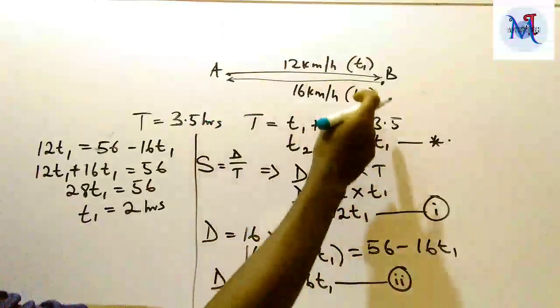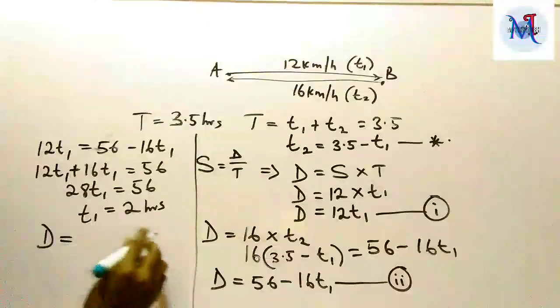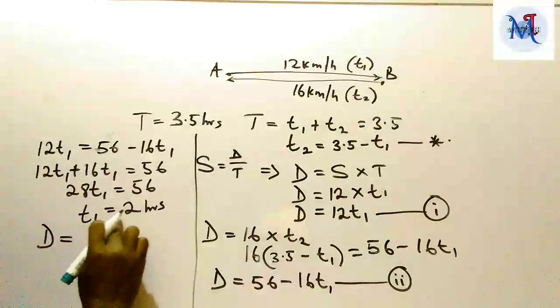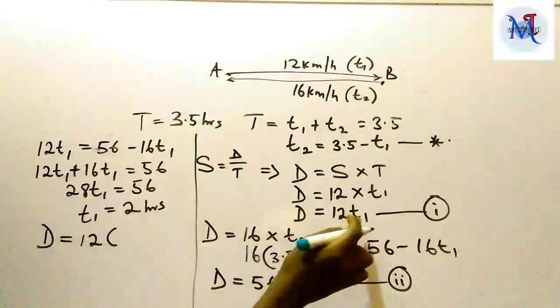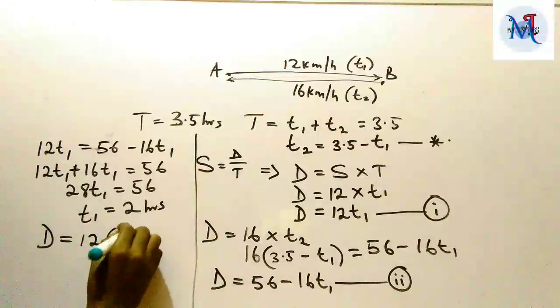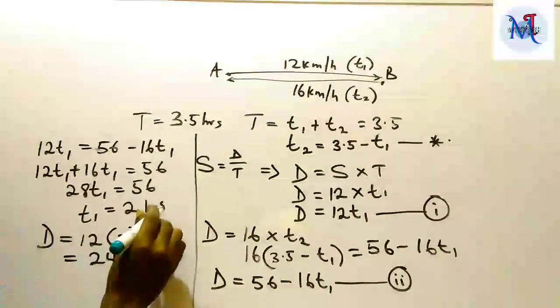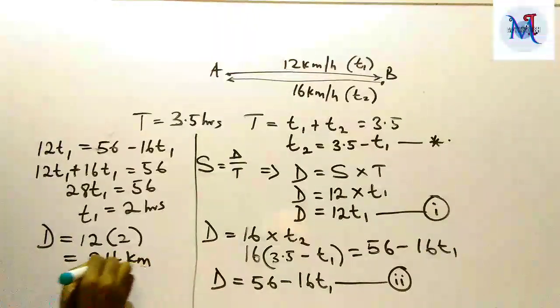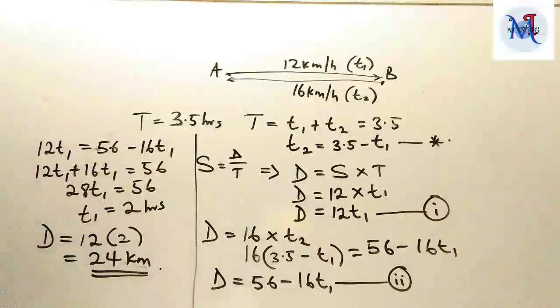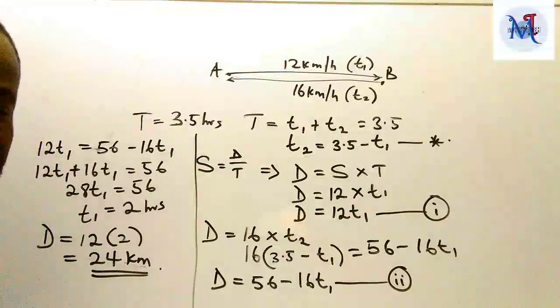We are asked to find the distance. So to get my distance now for this journey, I'm going to substitute this T1 into equation 1, and that is going to give me 12 bracket. In place of T1, I put my 2 hours, and my answer is 24 kilometers. So the distance taken for this whole journey is 24 kilometers.